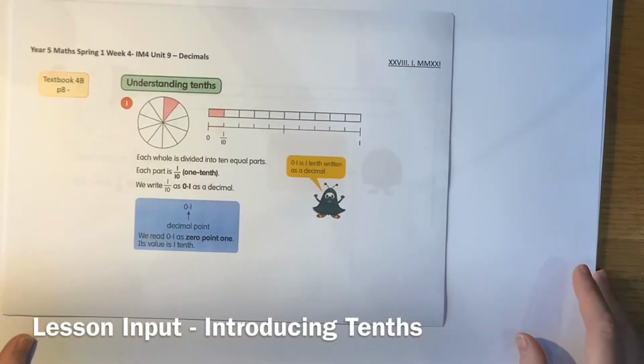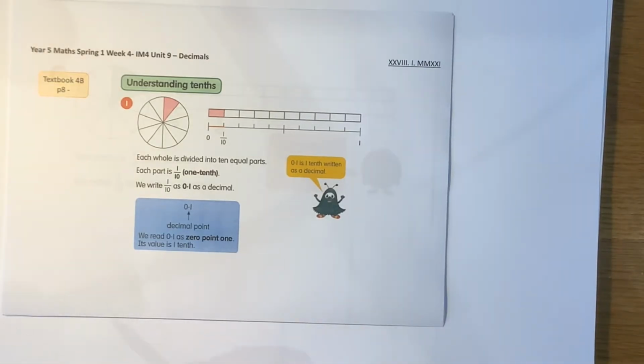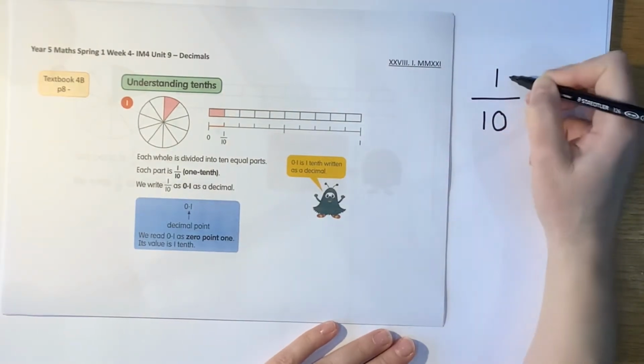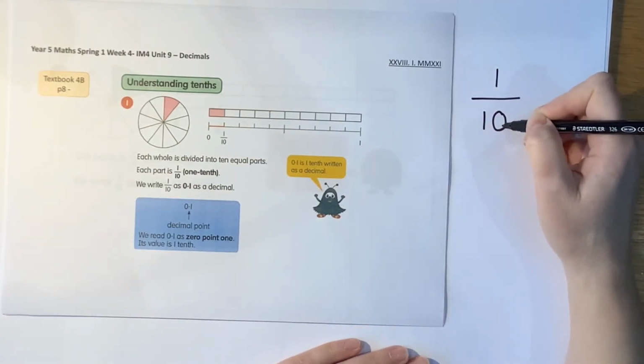Okay, so today we're looking at decimals. Now we're going to start by looking at tenths. We already have quite a good understanding of tenths from our work on fractions. So we know that a tenth, which we would write like this, means 1 part out of 10 equal parts.